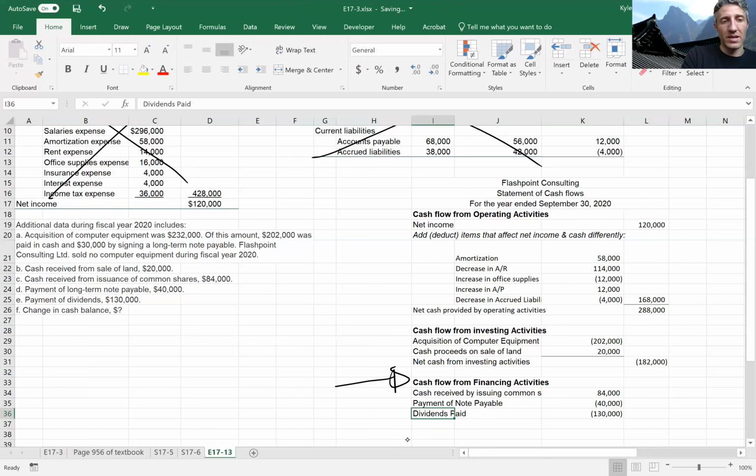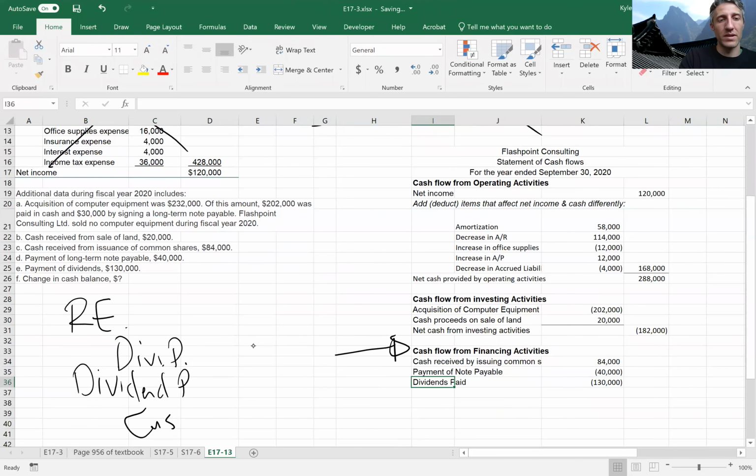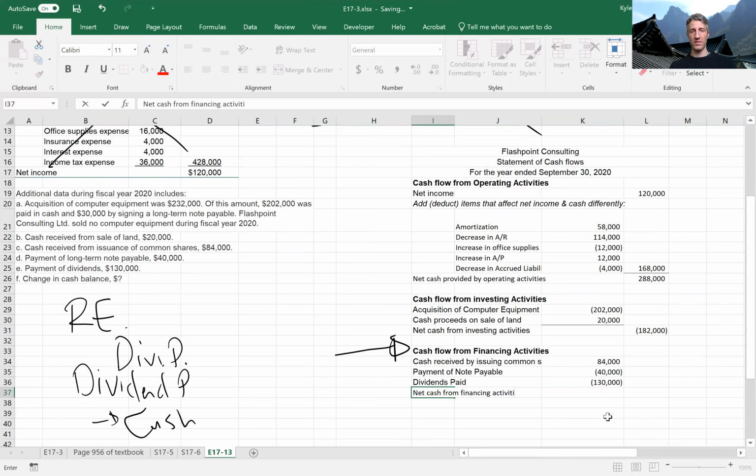Dividends are paid out of retained earnings. So it would be a debit to retained earnings, credit dividends payable. And then when dividends are paid, we would debit the liability, dividends payable, and credit cash. So cash would go down if the dividend is paid. And here it tells us the dividend payment of 130,000. So then we're done. Net cash from financing activities.